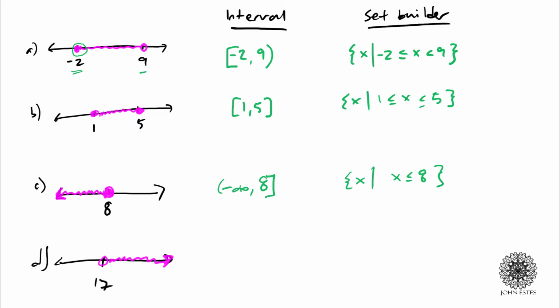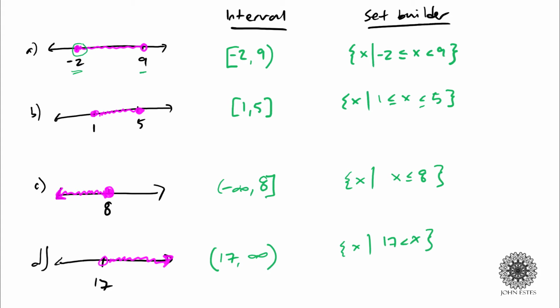And the last one here, we can see that I'm starting with 17, and I go on forever, so we know that's going to be infinity. And the 17 is not included, so a parenthesis, and a parenthesis goes on the infinity as well. In set builder notation, I have my x's, and all I need to make sure is that x is greater than 17. As long as I'm greater than 17, I'm in this set.